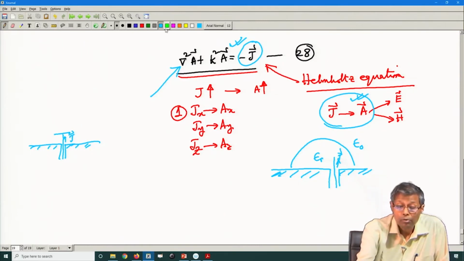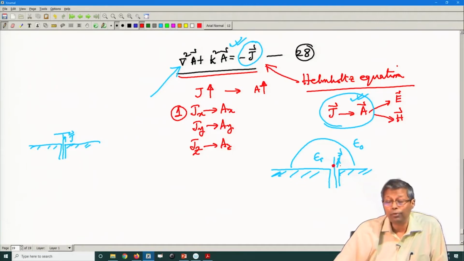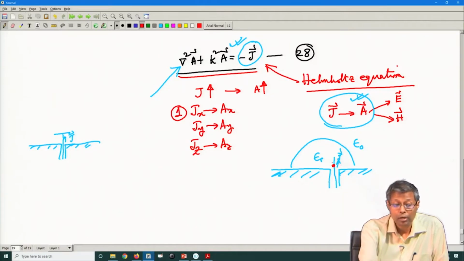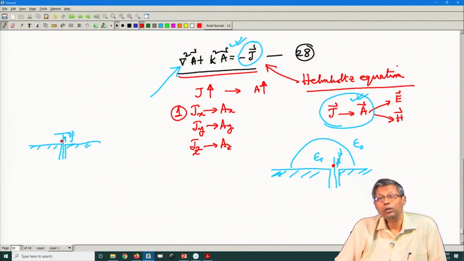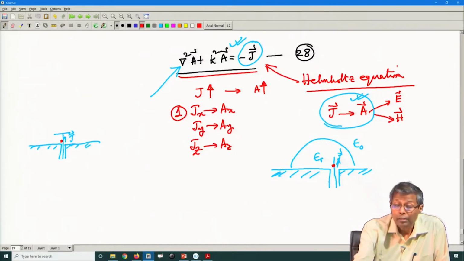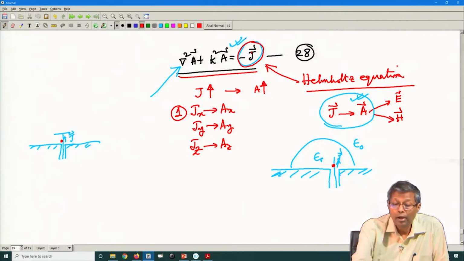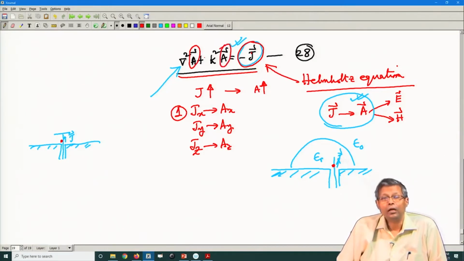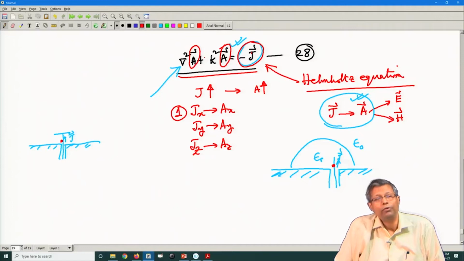So, what will we do? We will take a point source here, a point source there, and find out the response of this point source, which we already discussed in one of our previous lectures, and we call that the Green's function. So, therefore, we substitute for this current source J a point source, and we find out the value of this vector potential A, that is the Green's function corresponding to the vector potential A.